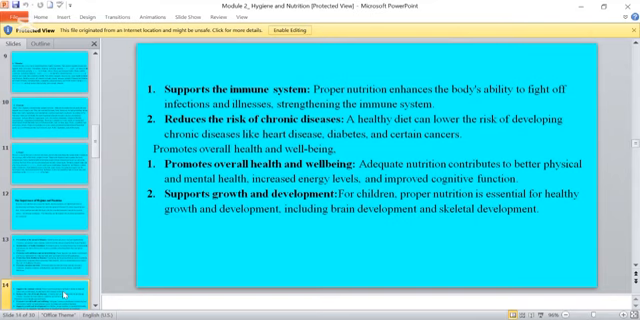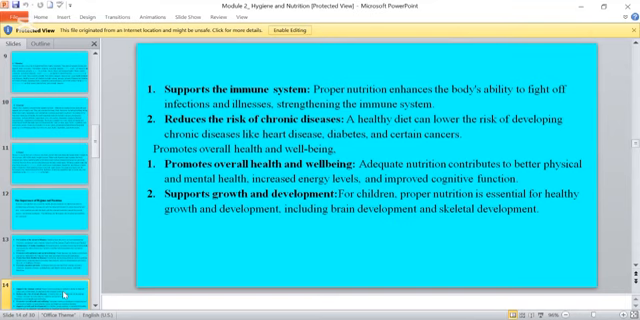It also supports the immune system because proper nutrition enhances the body's ability to fight off infections and illnesses. It helps to reduce the risk of chronic diseases like heart diseases, diabetes, cancers. It promotes the overall health and well-being of the body in terms of your mental health, physical health, and so on and so forth.